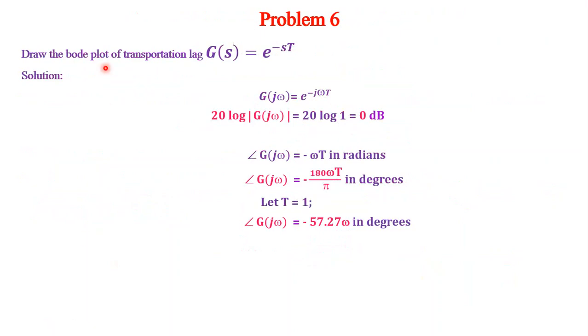Next, we will do how to obtain the Bode plot of transportation lag. So here, e power minus st. Normally this e power minus st, this T is called the transportation delay or lag. That is when I am passing a particular material as an input in a process control system. For example, liquid flow.